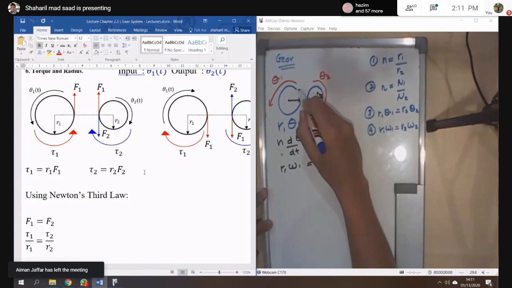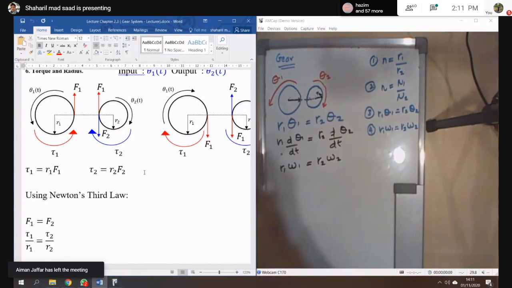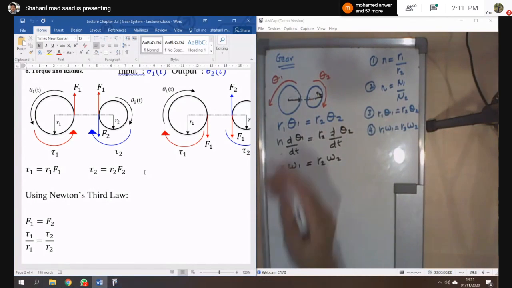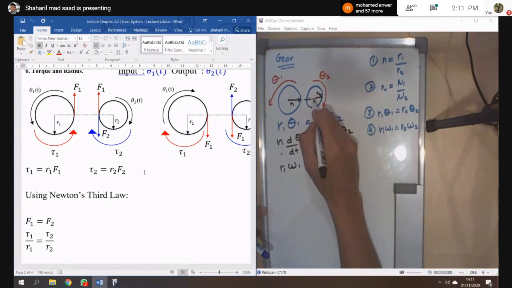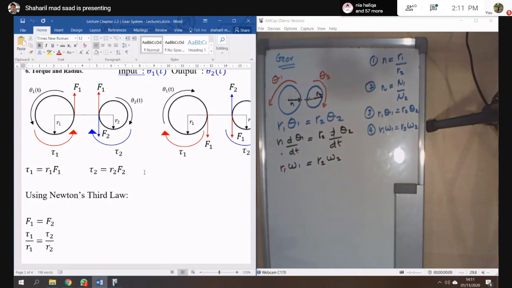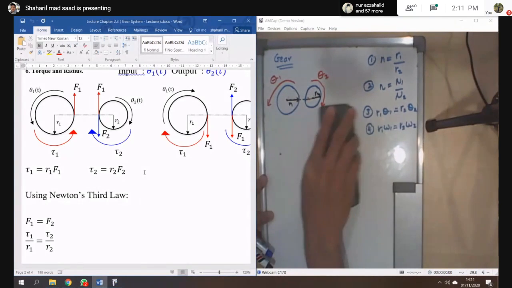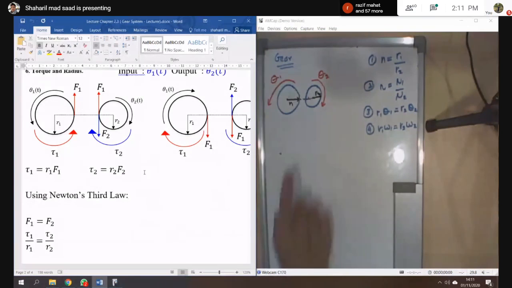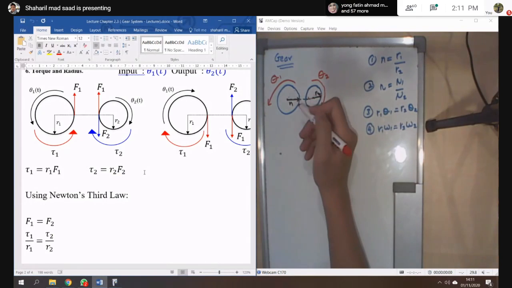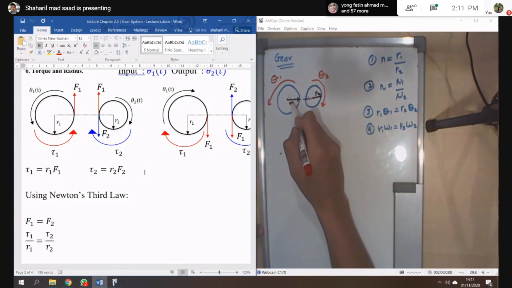Okay, so this one is R1 and this one is R2. Okay, right. So next is the relationship between torque and force. Okay, so right now you have gear 1 right here.